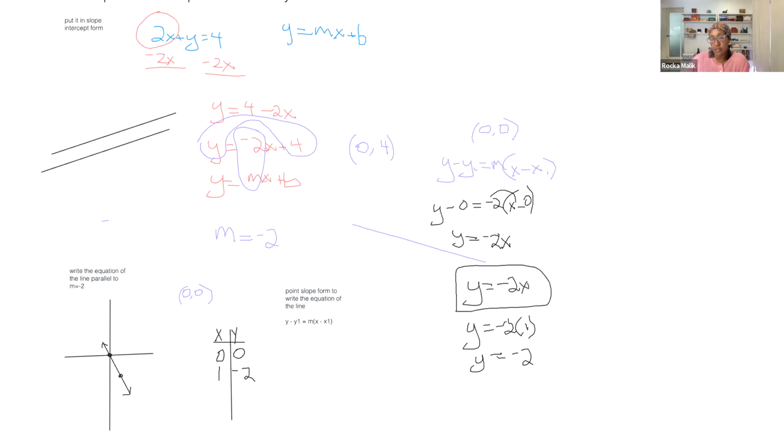How are we doing so far? All right, good. Okay. I'm gonna stop here because the next thing we'll do is graphing 2 lines on one graph and solving for both of them. And that takes a lot of space.